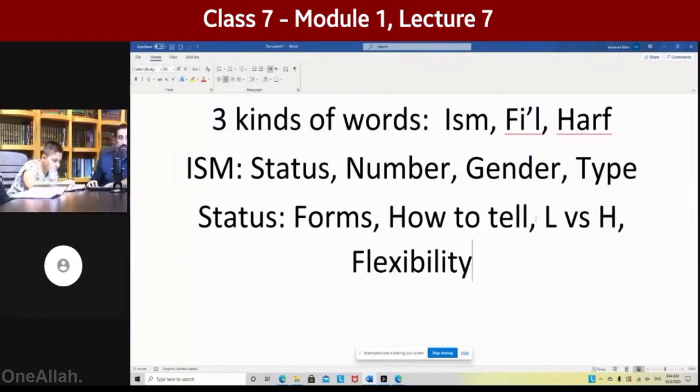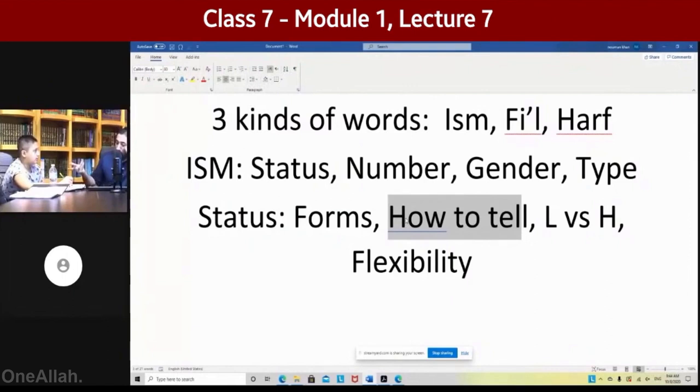How do you tell status? There's 3 ways. You can tell by ending sounds, ending combinations, or pronouns are weird. Now we know all about that. So what are the ending sounds and how do they work? U, a, i, un, an, and in. Those are just sounds. How do you make sense of them?